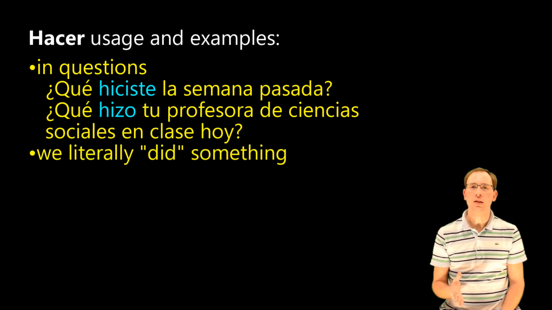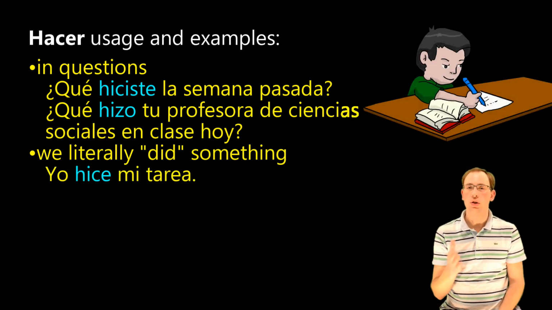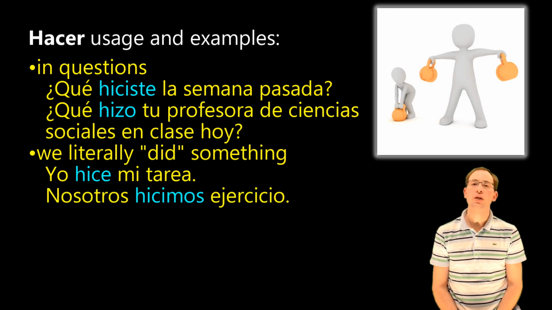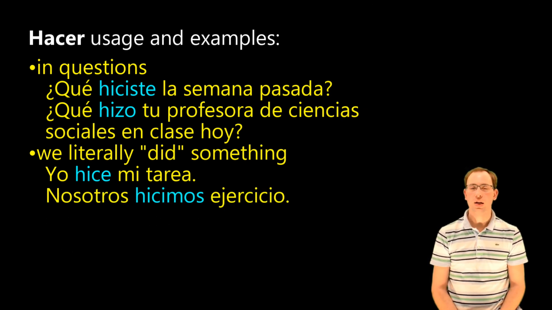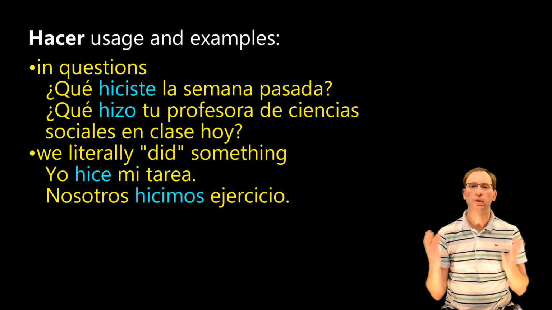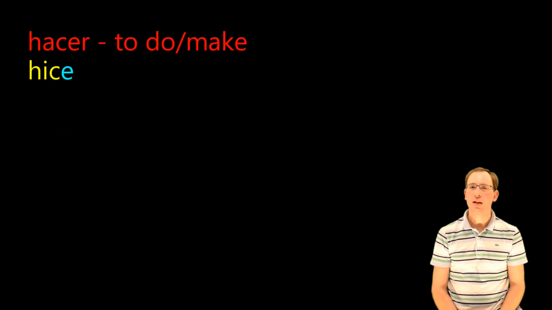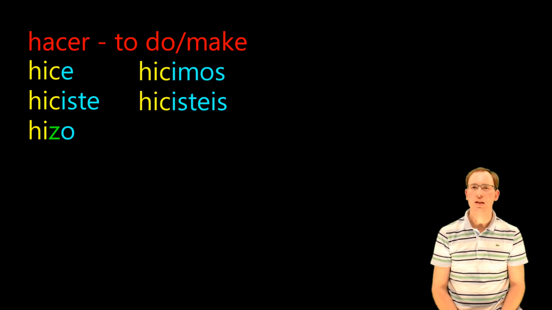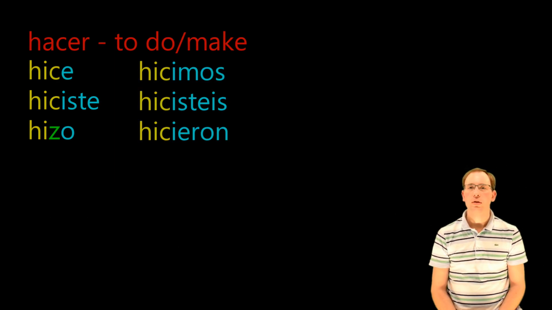Unless the thing that we did literally is the verb hacer, like yo hice mi tarea, I did my homework, or nosotros hicimos ejercicio, we exercised. So for the verb hacer, remember irregular stem, irregular endings, and the forms are hice, hiciste, hizo with a Z, hicimos, hicisteis, and hicieron. Now for the verb ir, we also have an irregular stem with irregular endings.